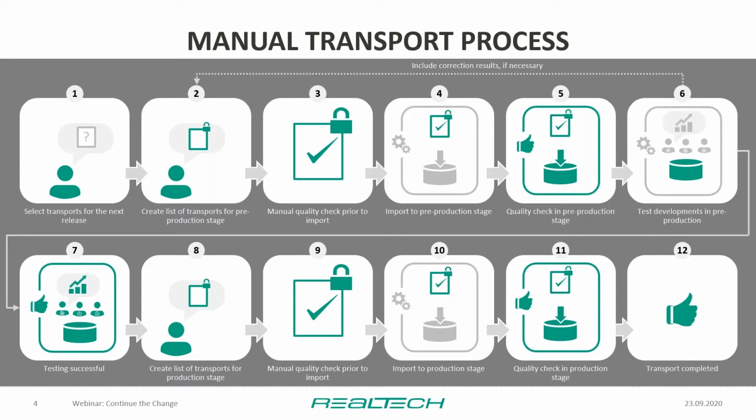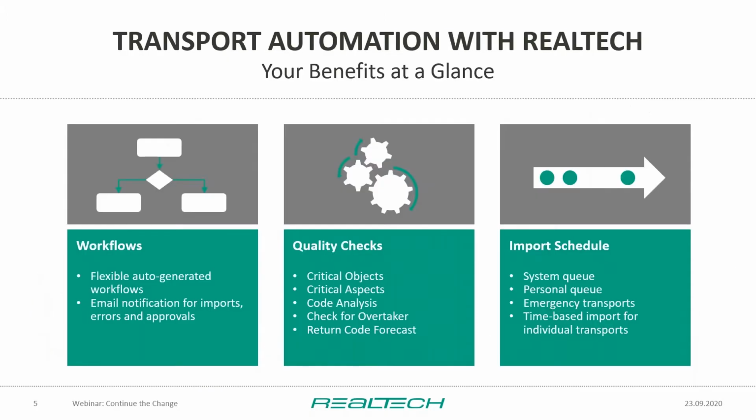So the first step for this customer was the automation of the SAP transport process via Smart Change. And for those of you who don't know it, I will briefly explain the core functionalities at a glance. So on one hand, we have a central workflow. This is where we define who is responsible for which transports and who can release and approve them. Also, the notification rules are configured there.